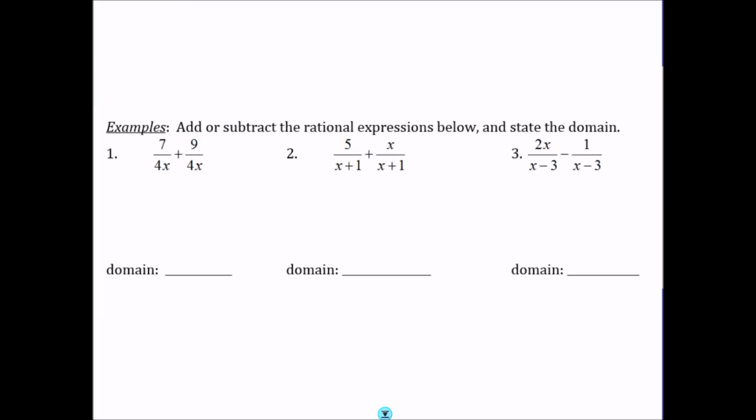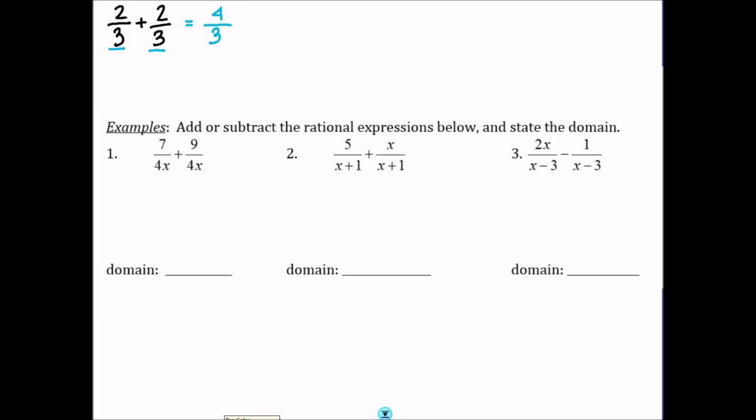To start, let's go back to elementary school and think about how we add and subtract fractions. So if I have 2/3 plus 2/3, they have a common denominator. So all I do is add the numerators together and keep the denominator the same.